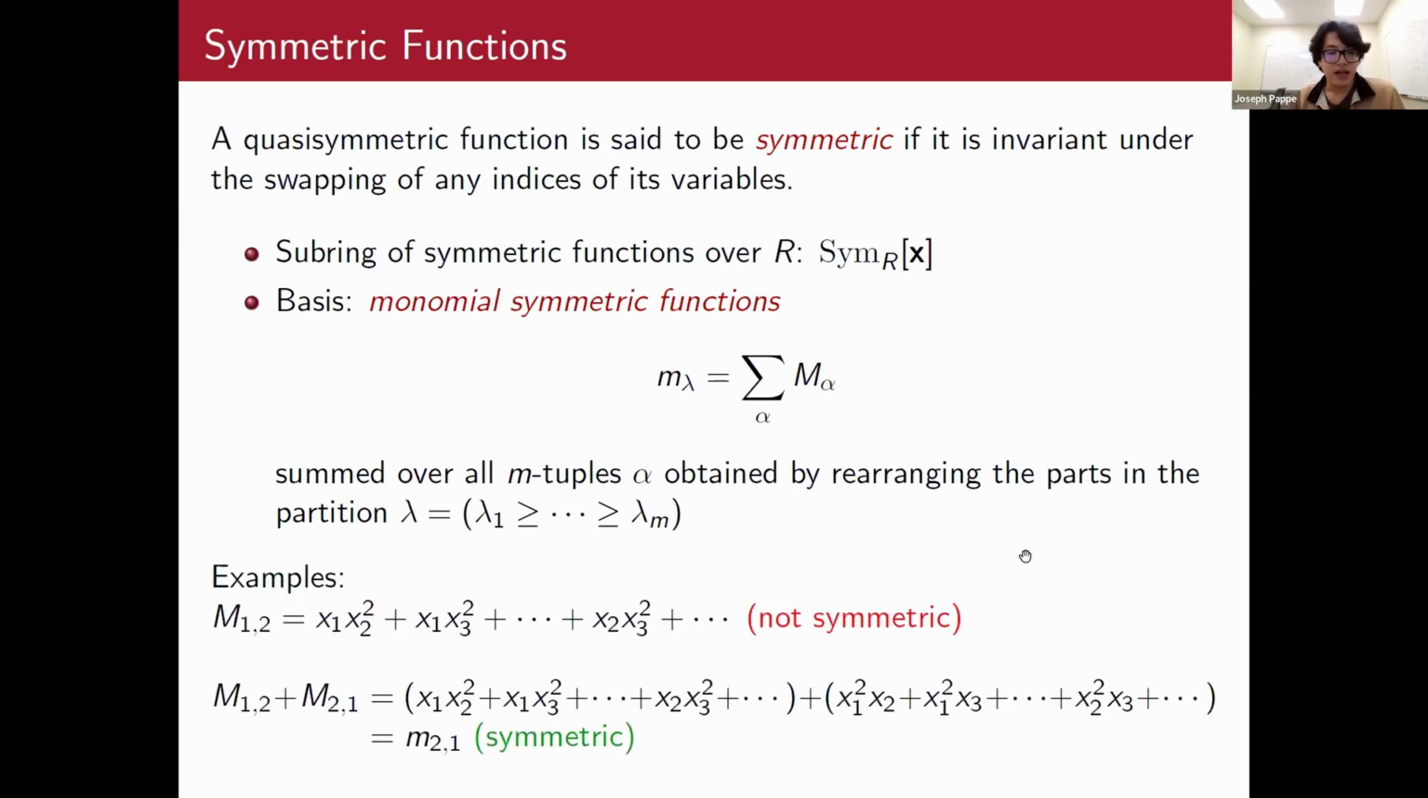For instance, this capital M12 is an example of something that's not symmetric. I have the term x1 times x2 squared, but there's no x1 squared times x2. But if we do M12 plus M21, this is symmetric. And moreover, this is the monomial symmetric function m21.